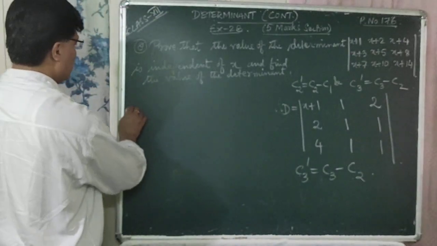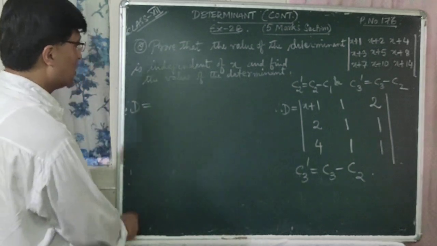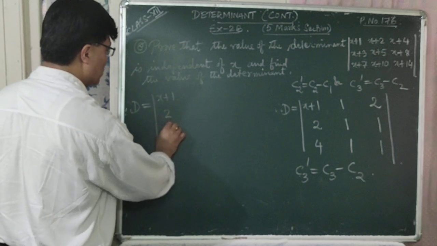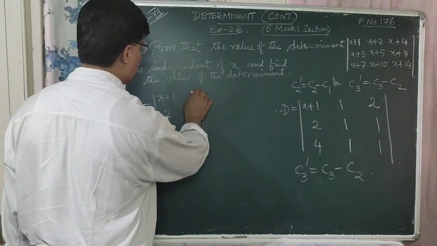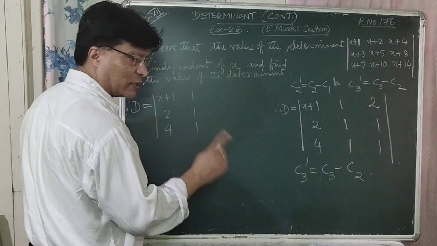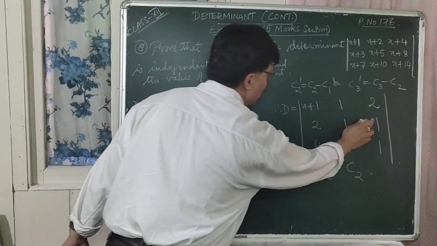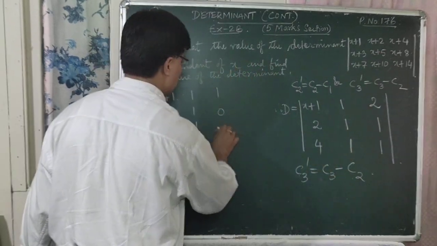So now what is D now? Therefore D is equal to, what is D is equal to? Now first column remains same, x plus 1, 2, 4, right? Now the second column also remains same. What is the third column now? C3 minus C2, 2 minus 1 is 1, 1 minus 1 is 0, 1 minus 1 is also 0.